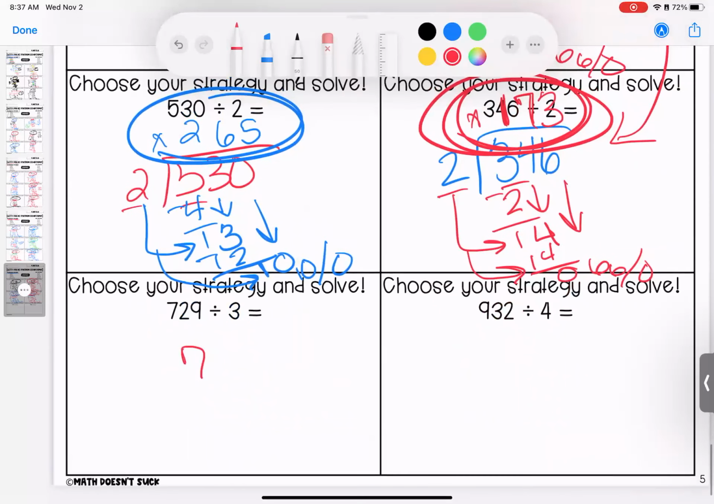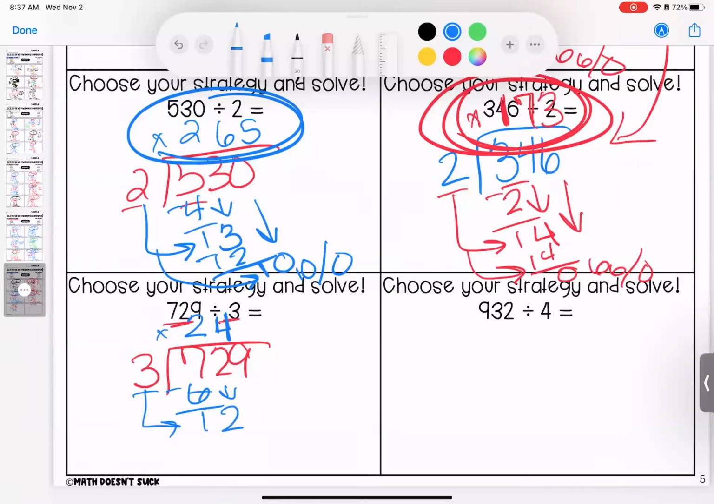All right, 2 more nuggets. 2 more. 729 divided by 3. Let's rock and roll. 3 goes into 7 2 times because 2 times 3 is 6. 7 take away 6 is 1. Bring it on down. 3 goes into 12. Yeah, 4 times because 4 times 3 is 12. Bring down that 9. 3 goes into 9 exactly 3 times with nothing left over. 243 is our final answer for that one.